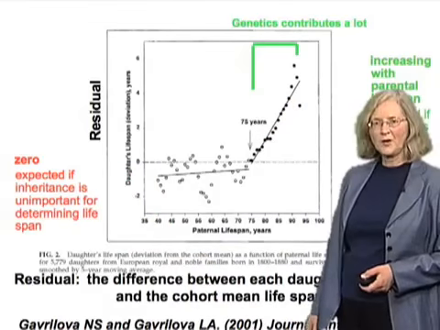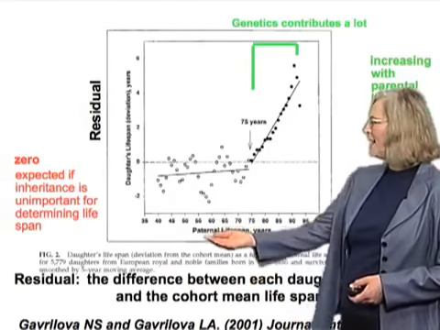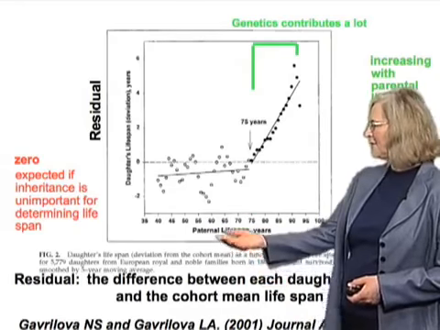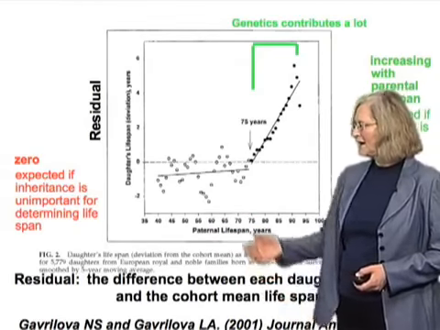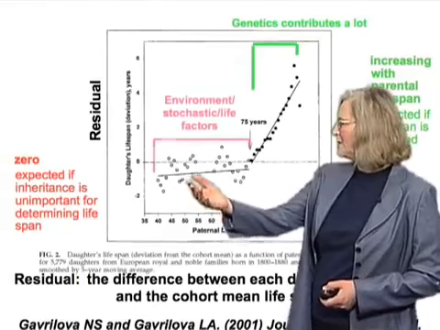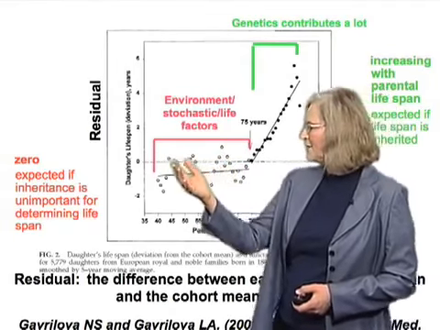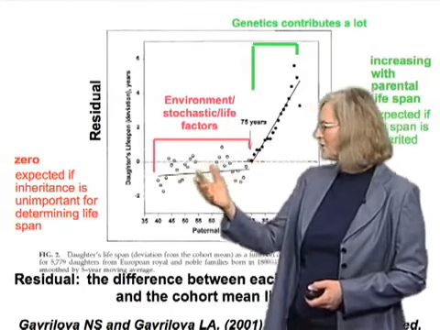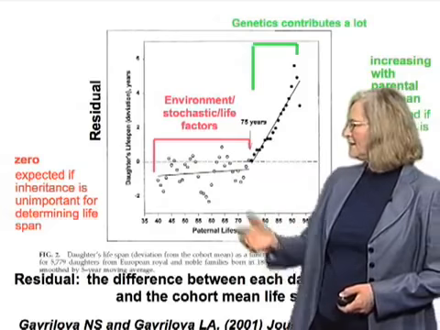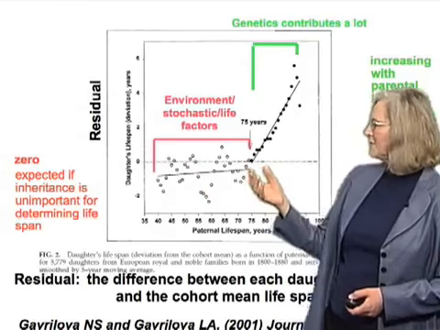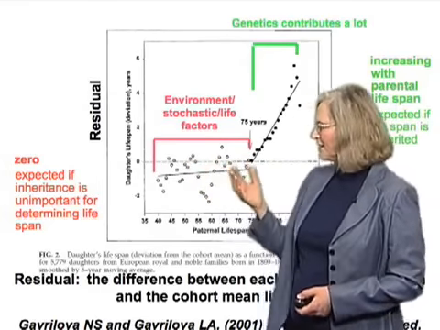Very similar plot was seen when it was the maternal lifespan instead of the paternal lifespan that was plotted out. So in other words, for this great majority of the daughters, over 70% of the daughters fell into this category.